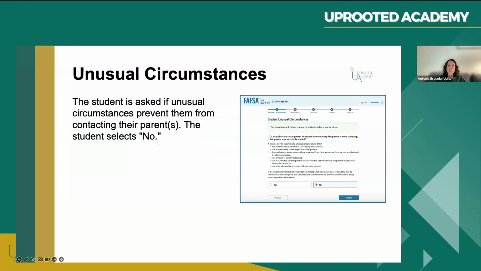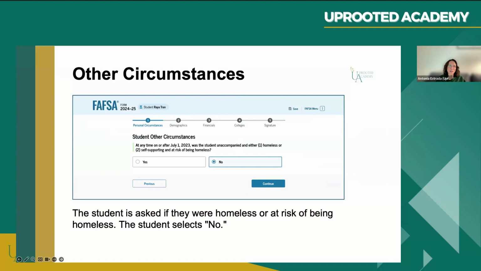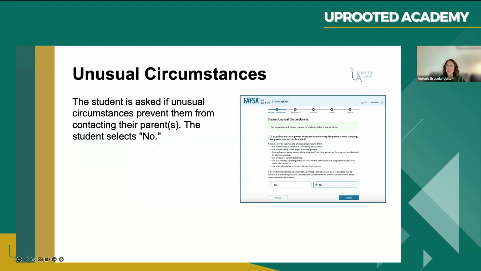So the next question has to do with unusual circumstances. Now we're on to unusual circumstances. The student is asked, did you experience any unusual circumstances that prevent you from contacting your parents? There are several options listed here.